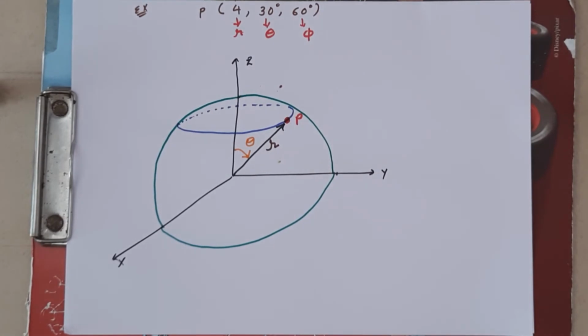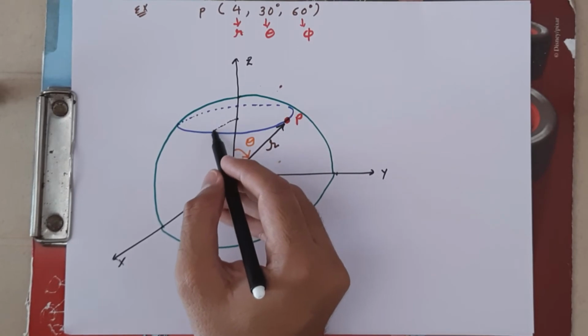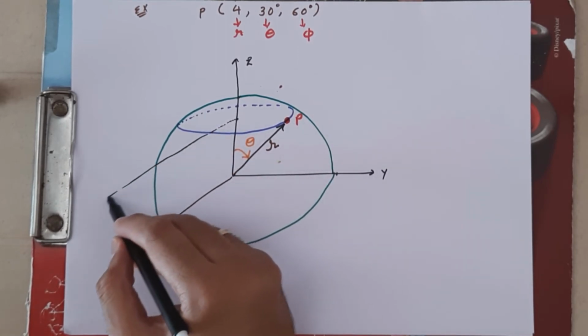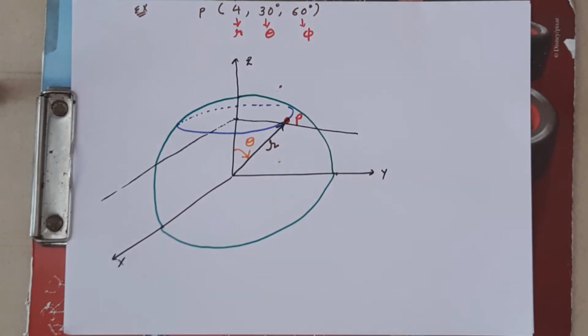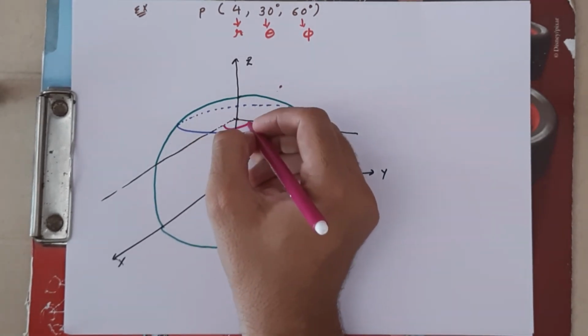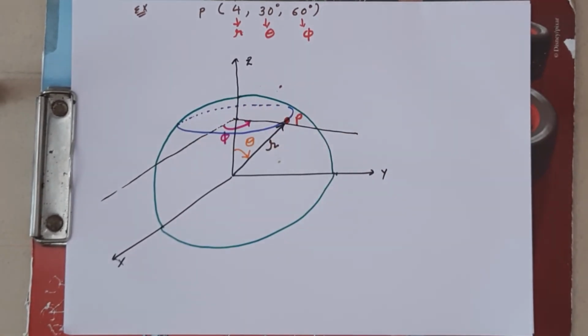So how to draw this angle phi? I have to draw one line which is parallel to the x-axis and one more line which is passing through my point P. Whatever angle is present between these two lines is known as angle phi. Now what I have to do? I have to draw a shadow of this point.